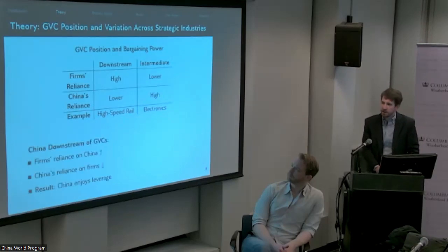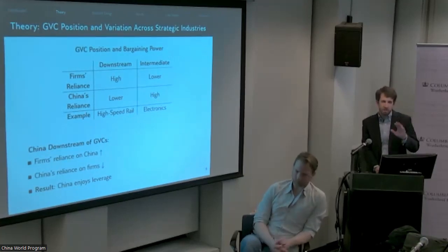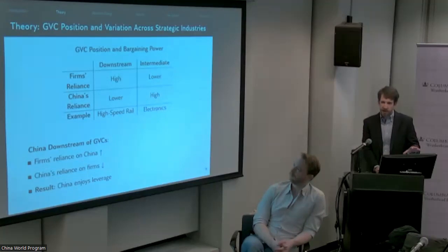So let's look at the case of industries where China is downstream of production processes. So here, what I really mean are industries where most of what is imported into China is ultimately consumed there in the end. So in these industries, we're in a classic market power world. These are industries where foreign firms depend very heavily on China as a final market for their goods.